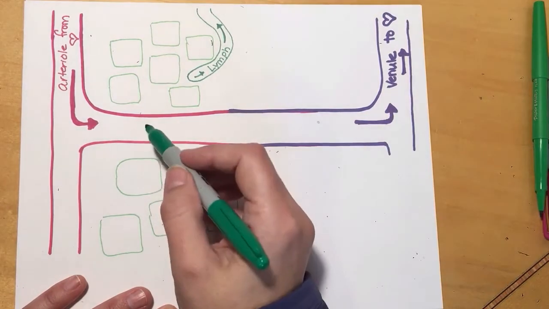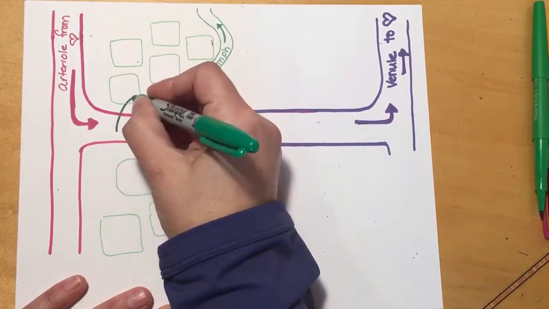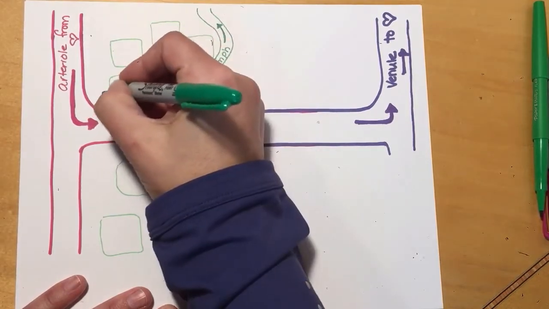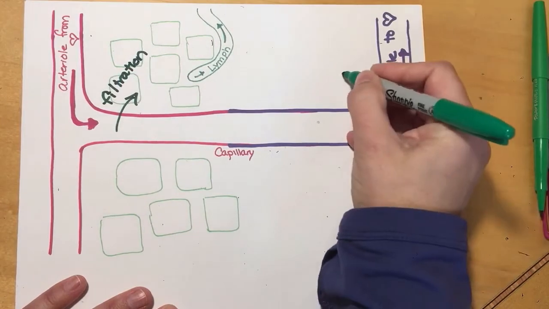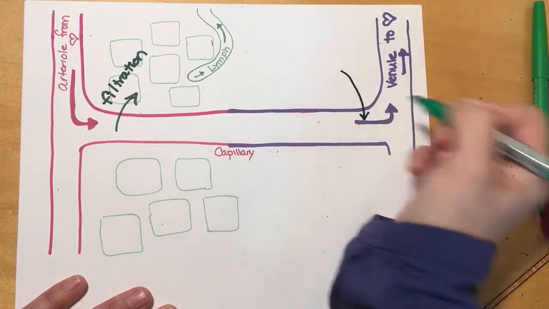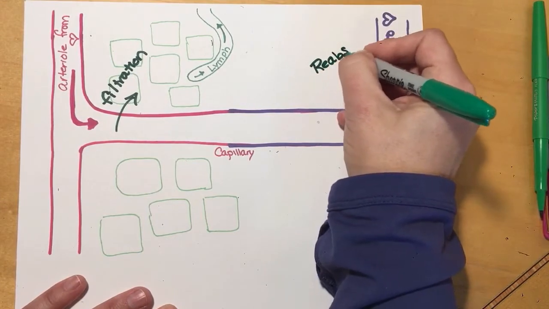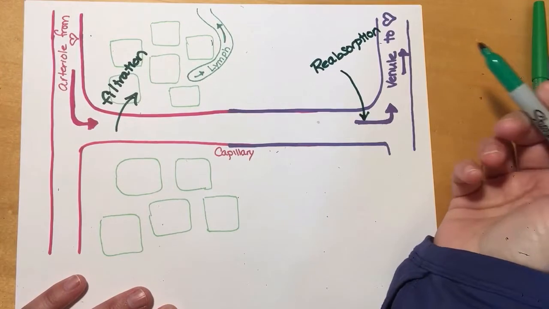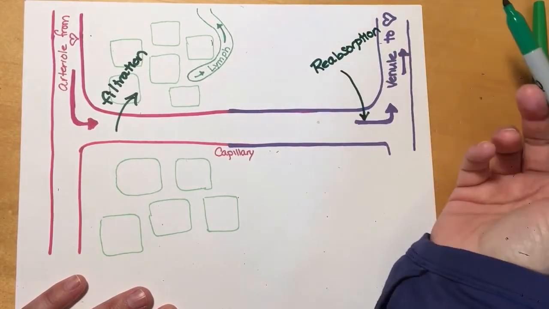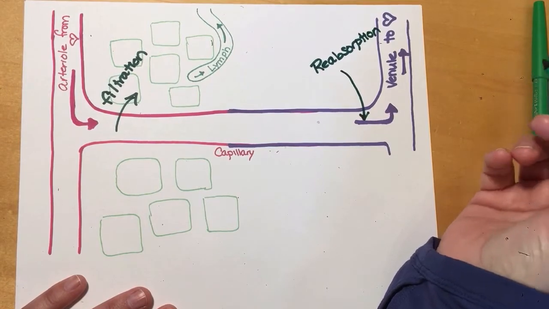And when we're talking about things leaving the blood and going into the tissue spaces, the process is called filtration. And when we're talking about things coming back into the blood from the tissue spaces, it's called reabsorption. So capillary exchange is just the processes of filtration and reabsorption. And this depends on two different pressures.